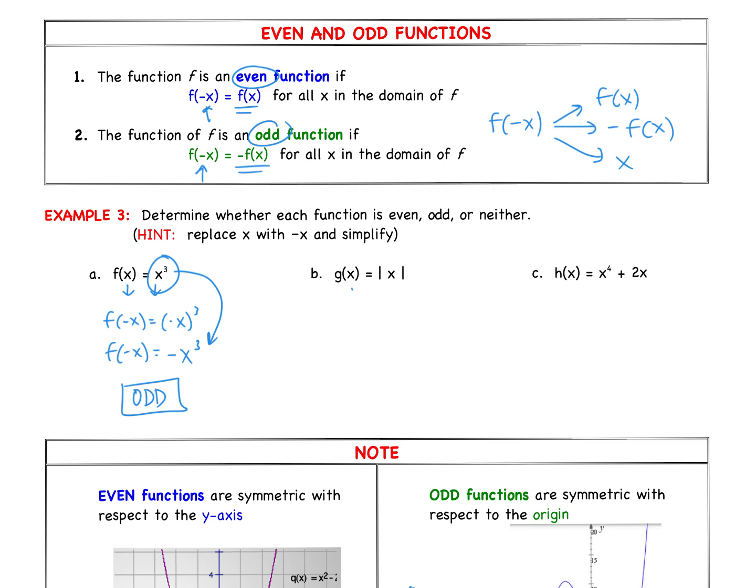In B, same idea. Plug in a negative. So we get g of negative x is equal to the absolute value of negative x. We talked about, though, absolute value, the negative doesn't matter. So that's really just the absolute value of x. Same as what we started with. So this function is called even.